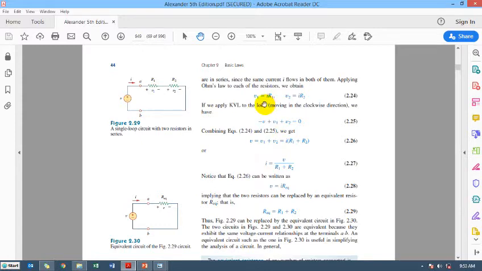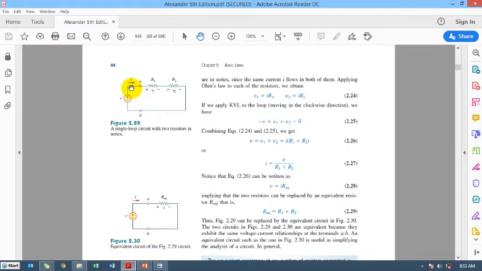Okay, so the final result for getting R equivalent is this one. R equivalent is equal to R1 plus R2, and whatever number of resistances you have in series, you can just add them together: R1 plus R2 and R3 and R4. So how do we reach this final result? There are a few simple steps that we can follow to reach this final result.